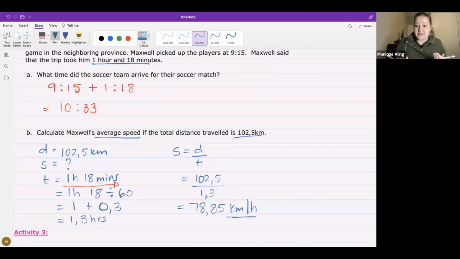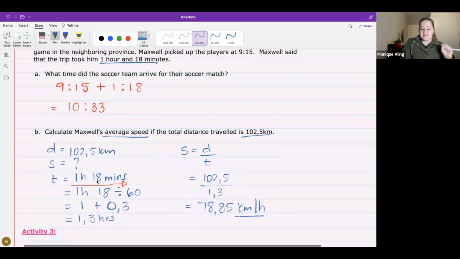Always 2 decimal places as per normal, unless they ask you to round to the nearest kilometers per hour or nearest 10, for example. Oh, okay, I can see a lot of you gave me the answer already. Well done. Oratile, just check decimals there. Otherwise, if you have any questions, let me know in the chat.